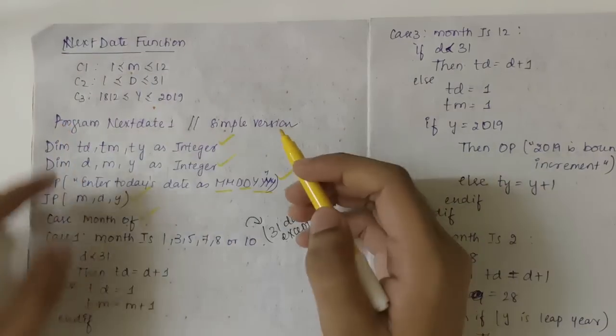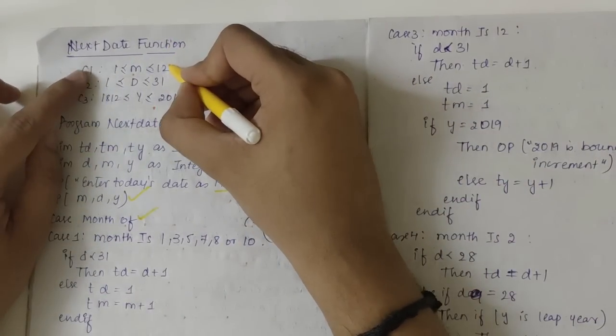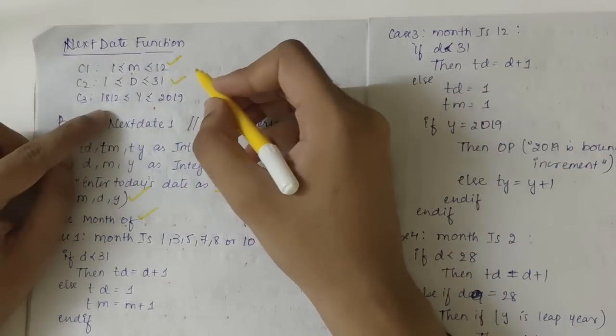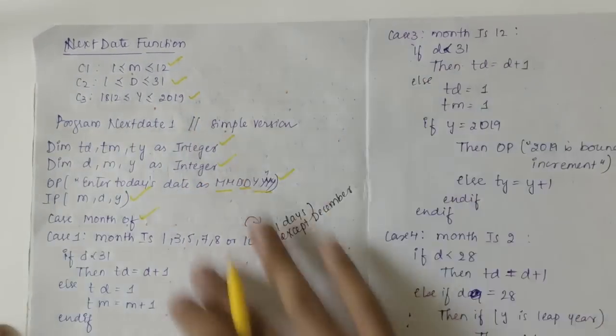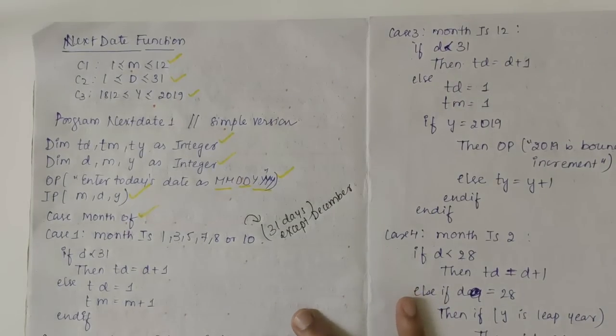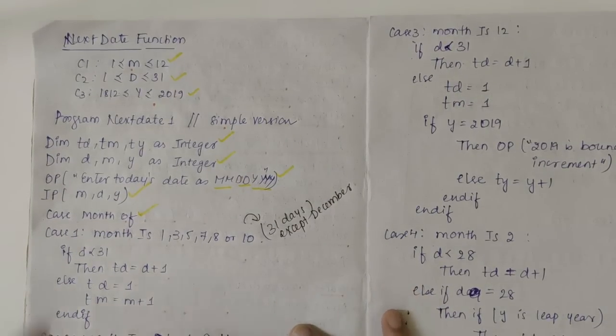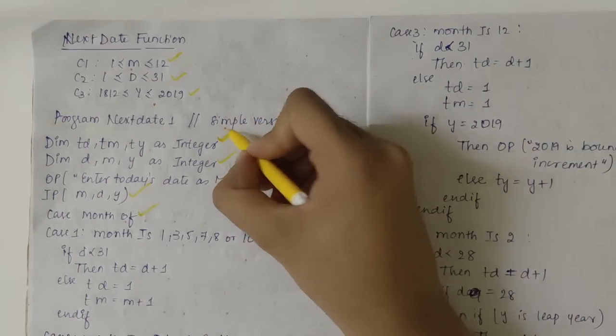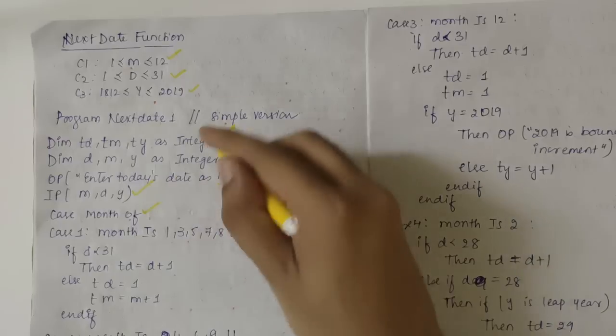So starting from this, we have specified the three conditions, that is, month should be between 1 and 12. Date should be between 1 and 31, and year should be between 1812 to 2019. So starting from the initialization, firstly we are taking the tomorrow day, tomorrow month and tomorrow year as integer. Followed by that we have date, month, year as integer.